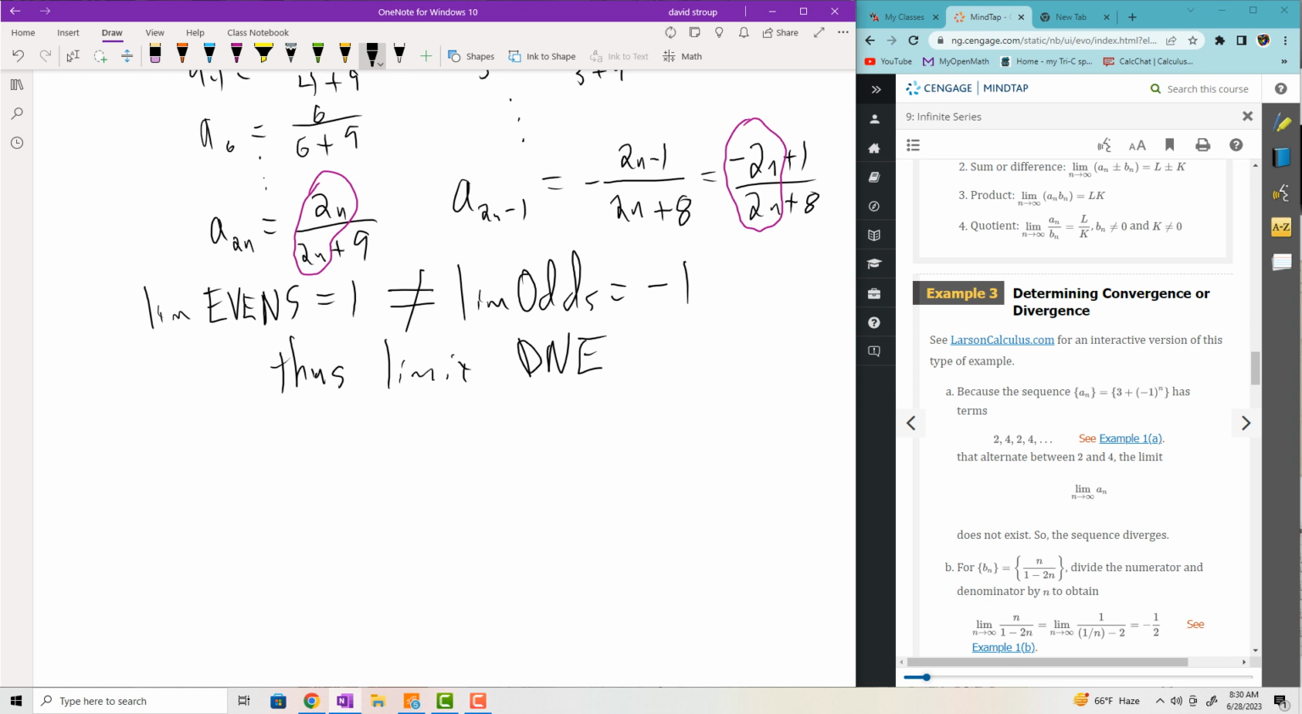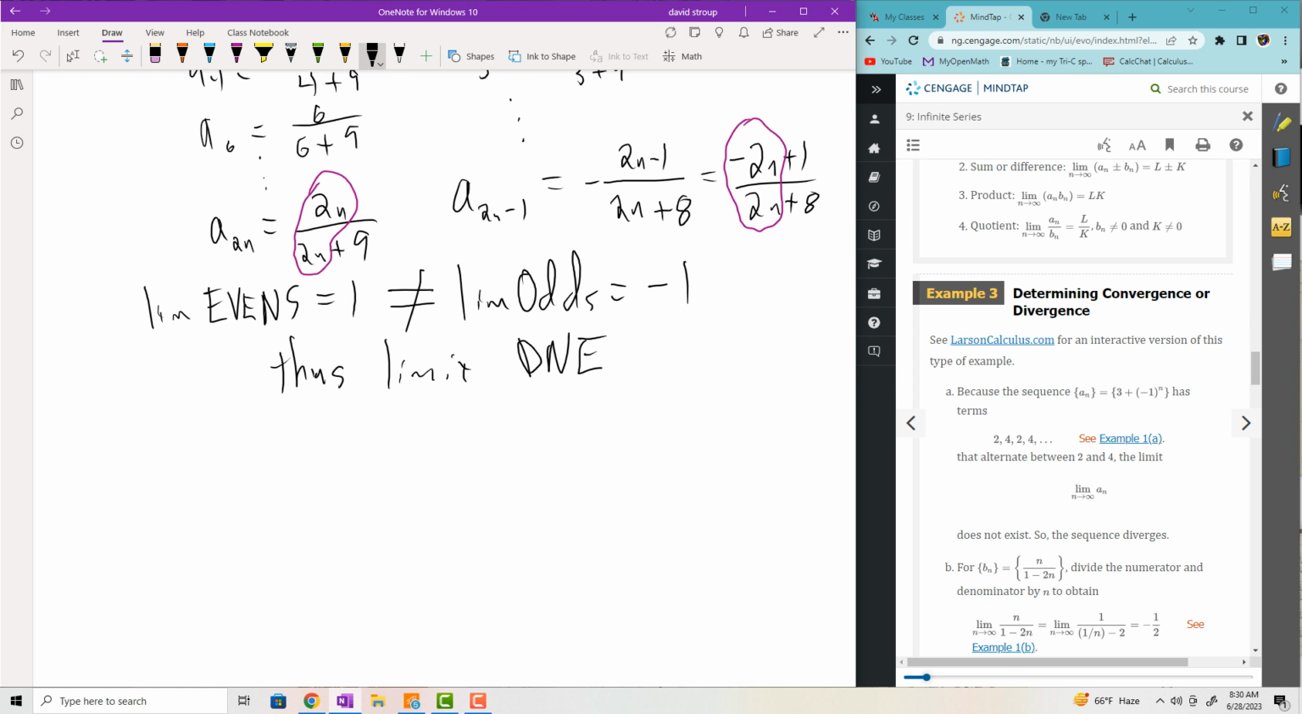For example 3, part A, the even terms would be 4, 4, 4, 4. So the limit of the even terms would be 4. And then the odd terms would be 2, 2, 2, 2. So the limit of the odd terms would equal 2. And then the limit of the evens doesn't equal the limit of the odds. Therefore, the limit does not exist.